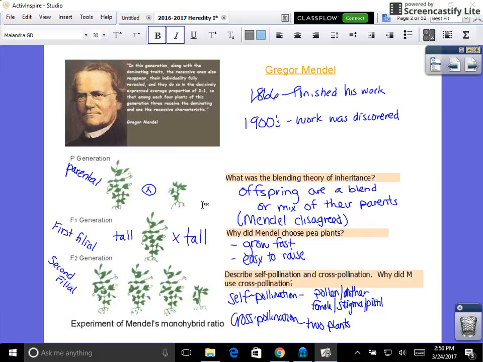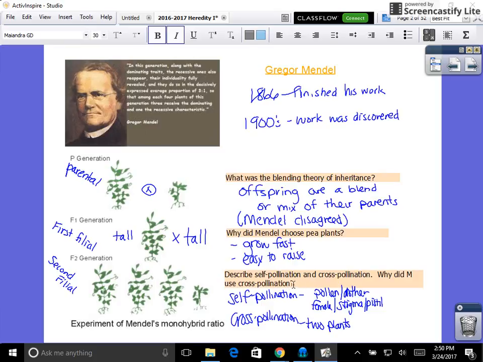He chose pea plants. They grew fast and were easy to raise, just like scientists today work with things like fruit flies, Drosophila melanogaster, because they're cheap, they're easy to grow, and they follow the model of his principles very well. So he had to tackle the whole experimental design and controlling his experiment.